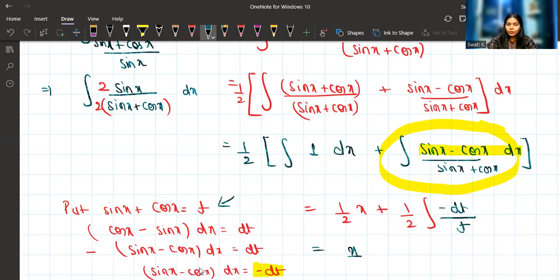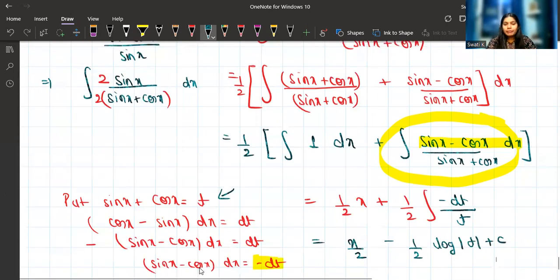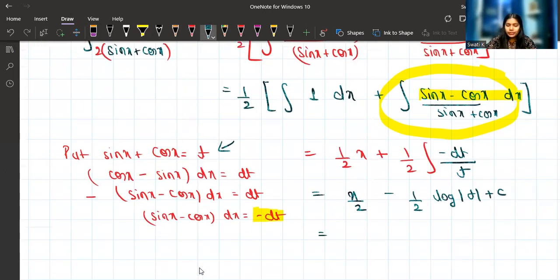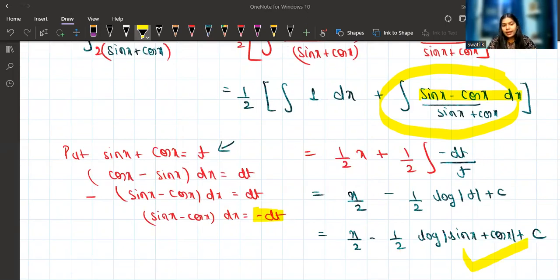This is x upon 2. This minus will come outside. So it is 1 upon 2, and this is integration of 1 upon t dt. So this will become log mod t plus c, the constant of integration. So we have taken t as sin x plus cos x. So simply we are going to put the value of t, and that will become log mod sin x plus cos x, and then plus c. And this is the answer. So we have the answer x upon 2 minus half log mod sin x plus cos x plus c.